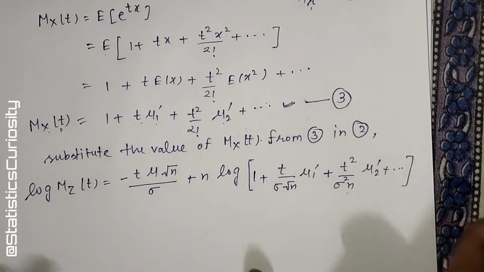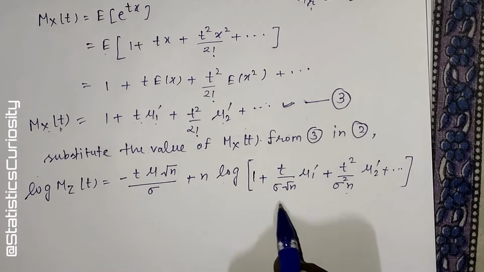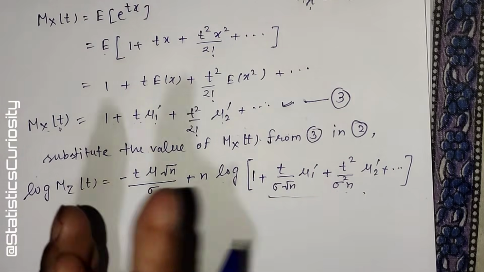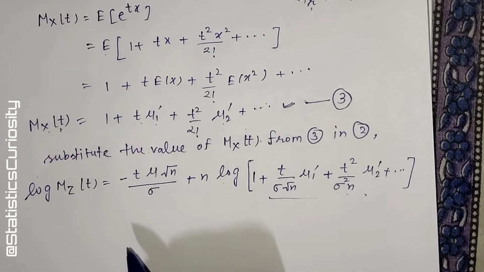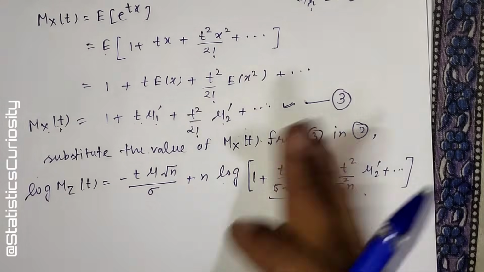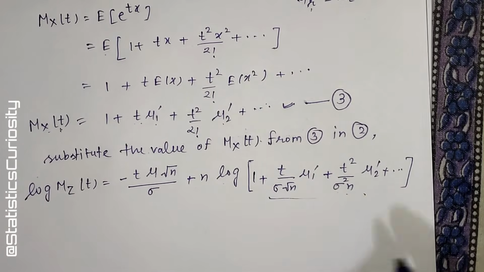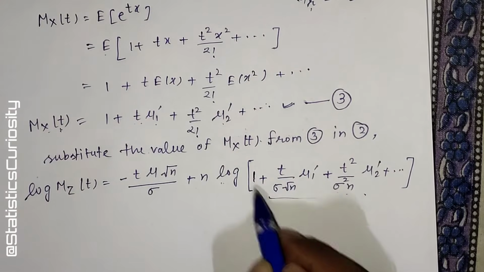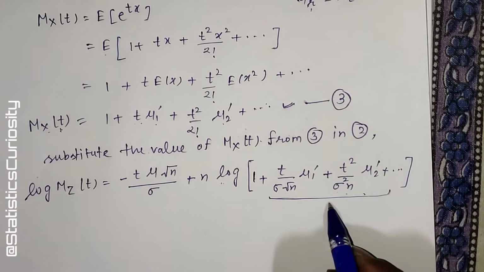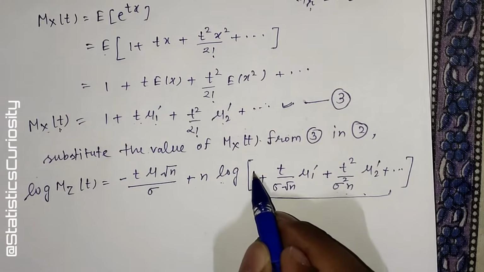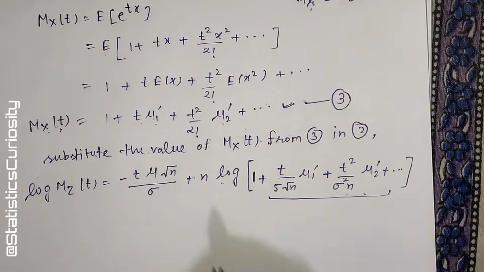Now we all know the value of log 1 plus x. Log 1 plus x is x minus 1 by 2 x square plus 1 by 3 x raised to the power 3 and so on. Okay, we all know this. So what we will do, we will expand this log 1 plus, taking this entire term as x.